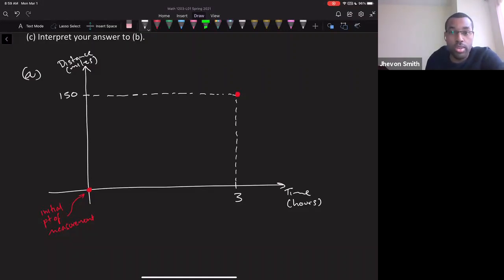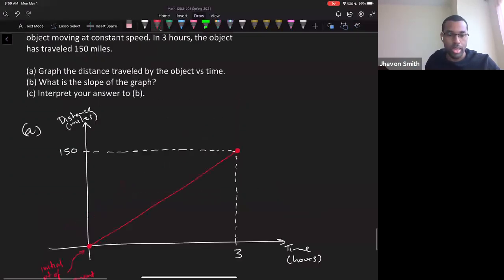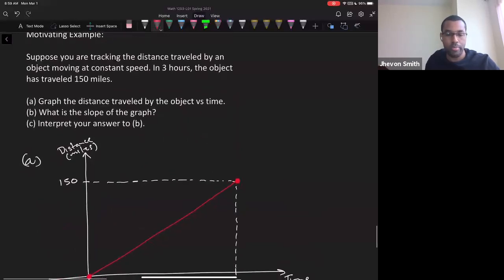Right? So when time was 3, it covered 150 miles. Now this thing is moving steady, which means there was no time where it will cover a vast distance in a very short period of time, and then a small distance in a very long period of time. So the curve cannot be crazy. If it's moving at constant speed, the curve would have to be a straight line, right? Because it's not speeding up or slowing down. It's not covering a lot of distance in a little time or a very small distance in a lot of time, right? Has to be a straight line if it's moving at constant speed. So that is the graph of distance versus time, right?